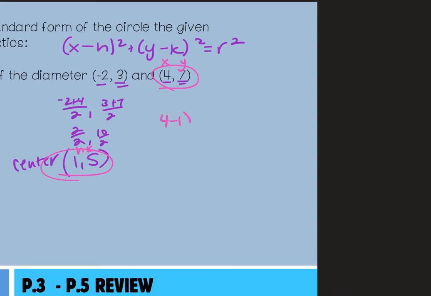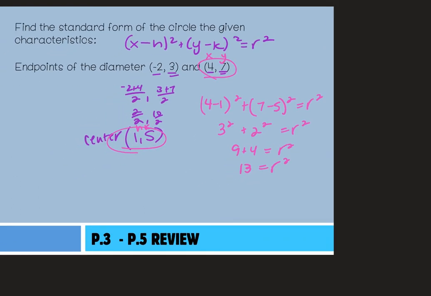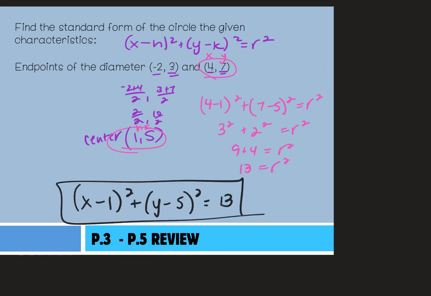So I get 4 minus 1 squared plus 7 minus 5 squared equals r squared. 3 squared plus 2 squared, 9 plus 4. So my r squared is 13. If it asks for the radius, I'd have to square root it, but it doesn't. It wants the actual full equation. So I would do x minus 1 squared plus y minus 5 squared equals 13. And there's the standard form. Questions on that one?